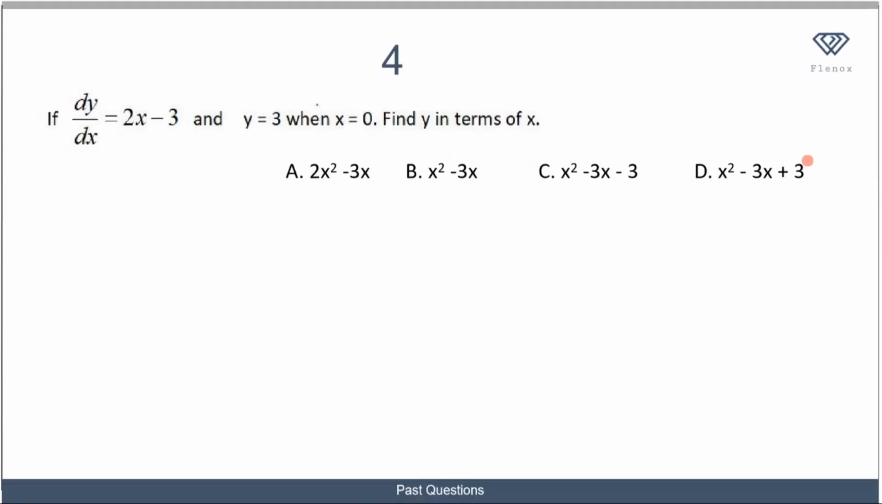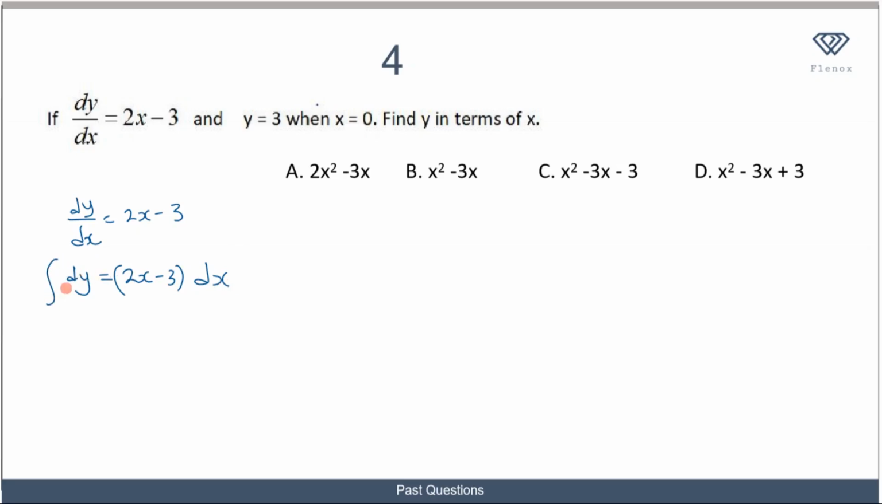So now we are told that if dy over dx is equal to 2x minus 3 and y is equal to 0 when x is equal to 0, find y in terms of x. So in other words, we should find the function. As you can see, dy over dx is equal to 2x minus 3, which is the gradient function. And if you recall, to get the original function from the gradient function, what we have to do is to integrate the gradient function. So now how do we do that? We first cross multiply. So we have dy equals 2x minus 3 dx.